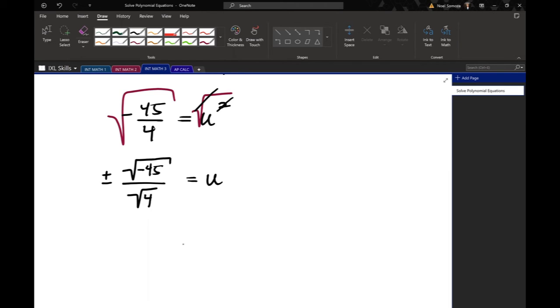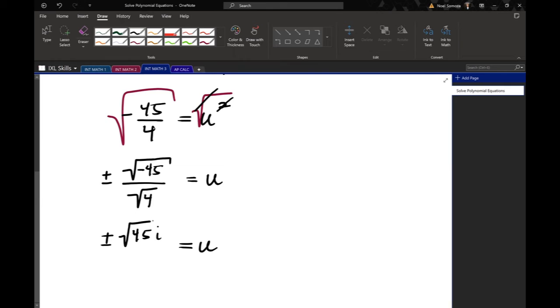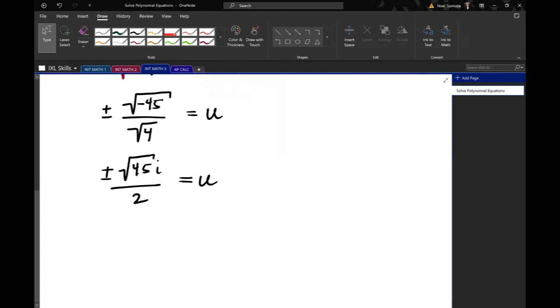So what we have is u is equal to plus or minus the square root of 45i. Okay, so I'm going to make that change first, all over the square root of 4, which is just 2. Okay, so we have something that we can clean up. We have the square root of 45. So I'm going to do a little bit of aside work over here so that we can see what the square root of 45 will turn into.